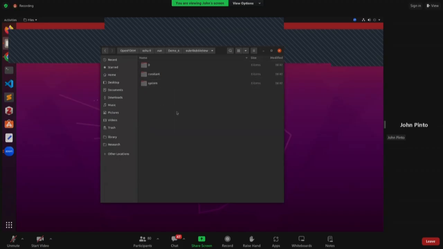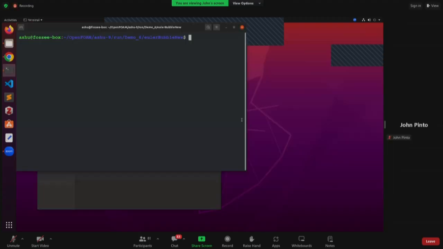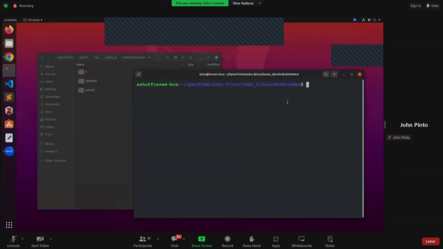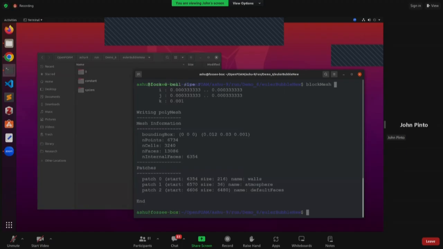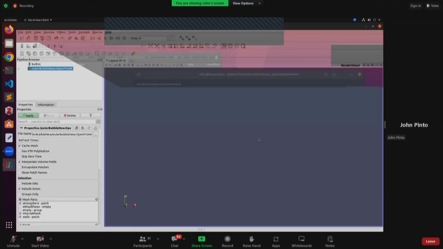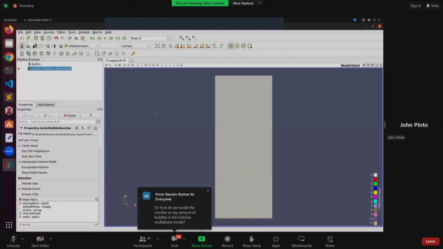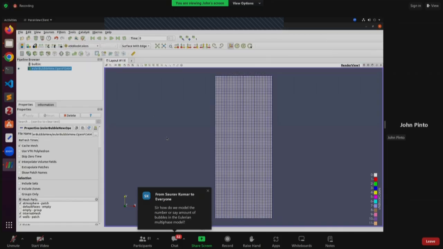As sir has sketched, we can see that our domain is similar to the one that we did yesterday. Yesterday, some of you were having some problem in understanding the domain. I will quickly go over it again. So let me open this in the terminal. Okay, so I will just run blockMesh and I will visualize it. So here we just have one block with mesh inside it.